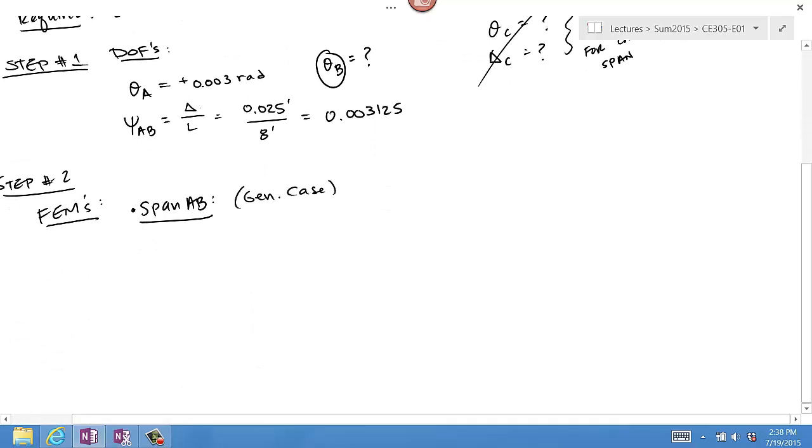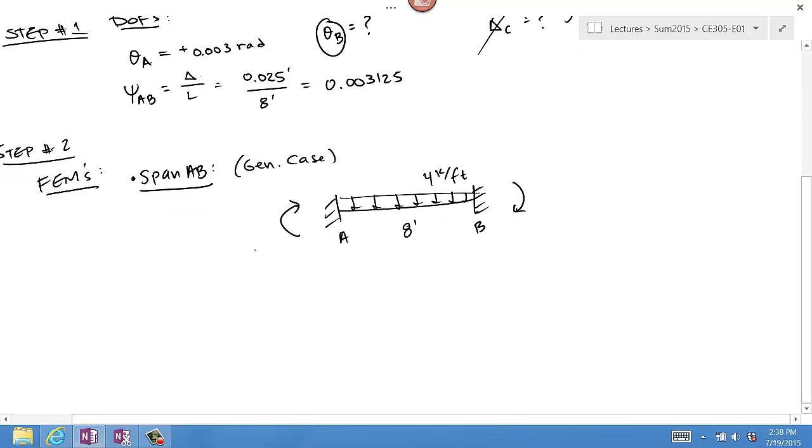So the way we model this is as a fixed end with a uniformly distributed load of 4 kips per foot. This is span A, or joint A and joint B. The length is 8 feet. Again, we're going to assume everything to be positive clockwise. So we're going to call this FEM-AB and FEM-BA.